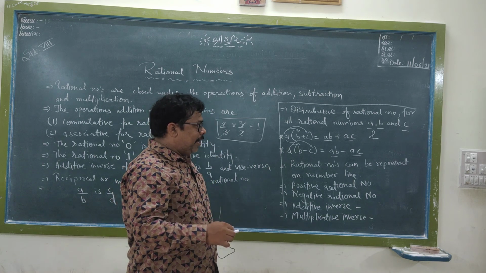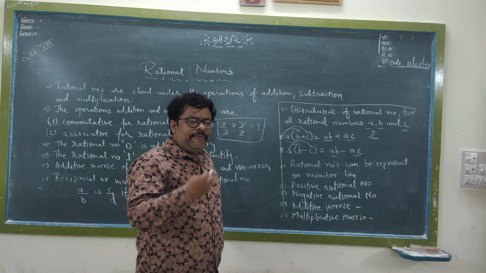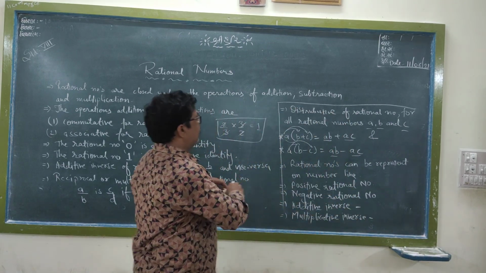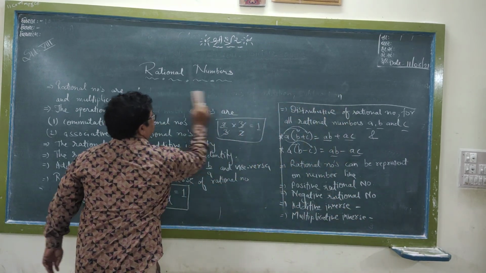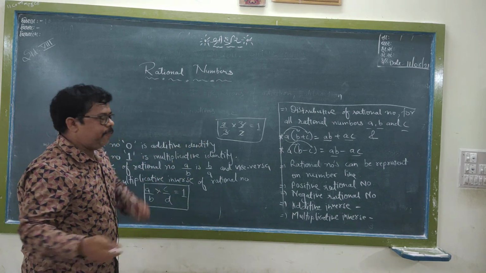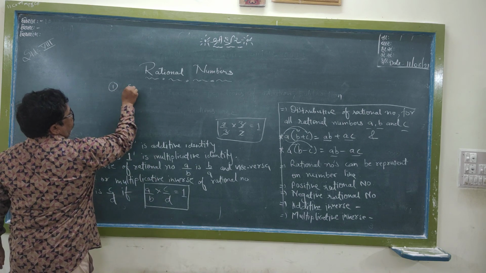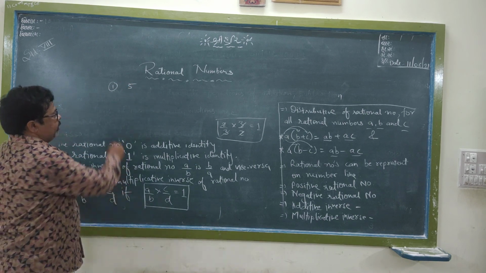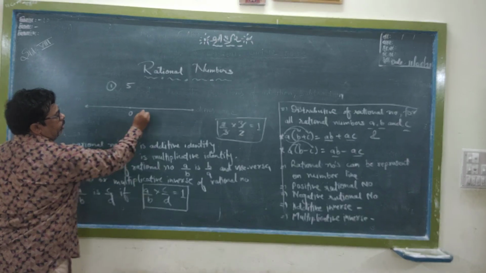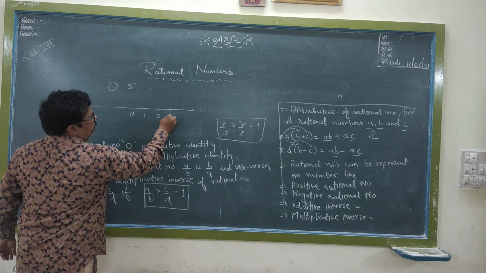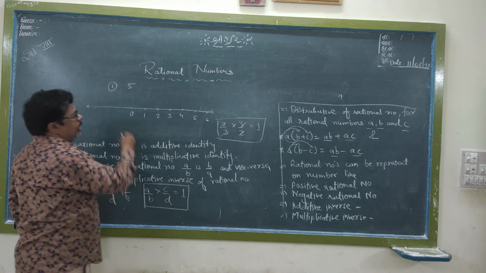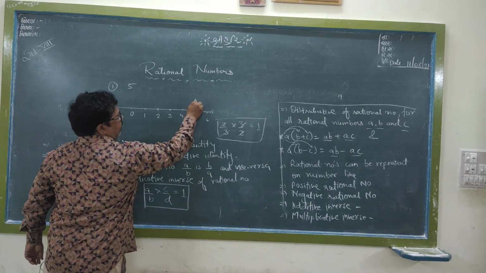Now rational numbers can be represented on a number line. Whichever rational number you take can be represented on the number line. Just for example, I will show you. Suppose we take the rational number 5. We have to represent 5 on the number line. So how can we represent it? I take a number line and put 0, 1, 2, 3, 4, 5, 6. So here is the 5. Suppose I name it A.